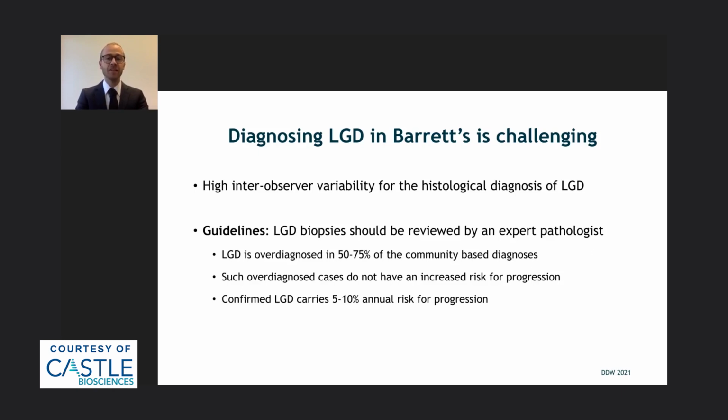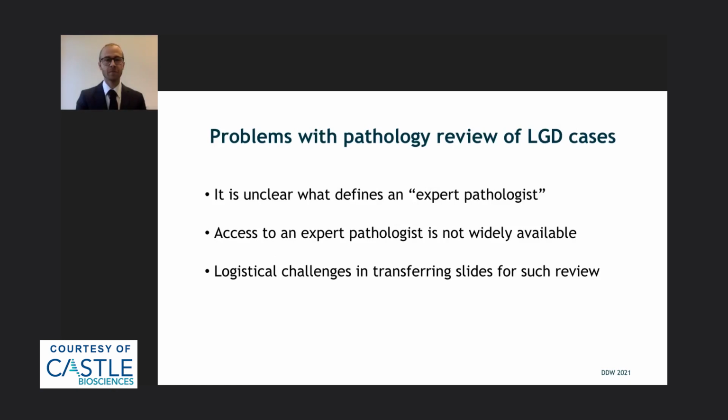Because LGD is overdiagnosed in 50 to 75% of the community-based diagnoses, and such overdiagnosed cases do not have an increased risk for malignant progression. This is in contrast to the confirmed LGD cases, which carry a 5 to 10% annual risk for progression. So we can clearly see that there are several problems with pathology review of LGD cases.